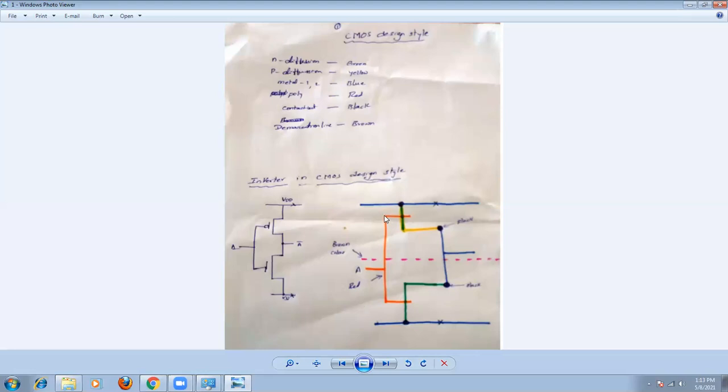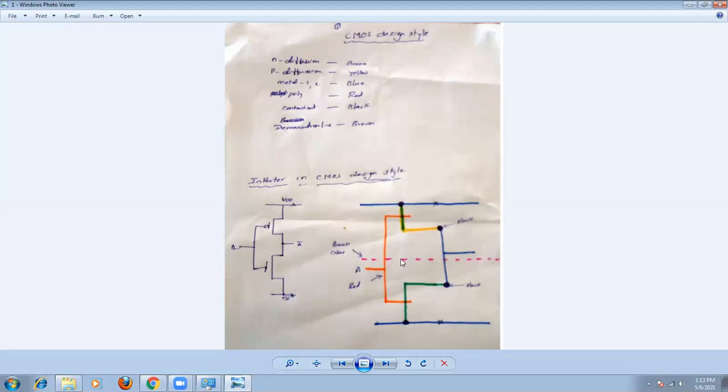Similarly, take a red color and draw a line like this. Now see that both inputs will be joined together. The inputs are drawn by using polysilicon. So take polysilicon and extend it from this point to this point. We can follow the condition here because only polysilicon and metal will cross the demarcation line. So directly join the two points here, and this is the A. Similarly, this is the source of the transistor, this is the drain of the P channel, and this is the drain of the N channel. These two must be joined together.